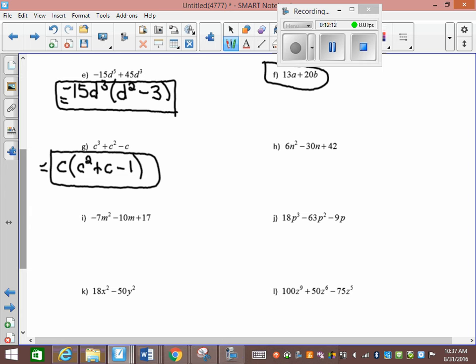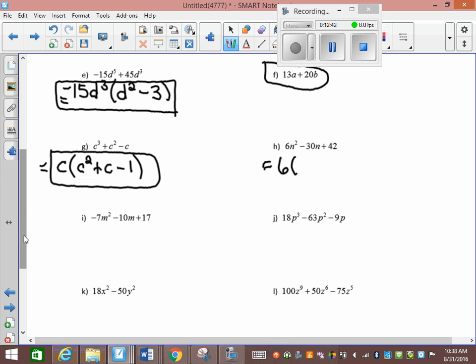H. 6n squared minus 30n plus 42. I can only take out 6. I can't take out n because 42 doesn't have one. If you took out a 2 or a 3, you realize after that you can take out a 2 or a 3 still. Okay? So it's always best to take out the biggest one. If you forget that you can take out the biggest one, you'll have to take out another one. So you choose that. Not the end of the world. So I take out a 6.